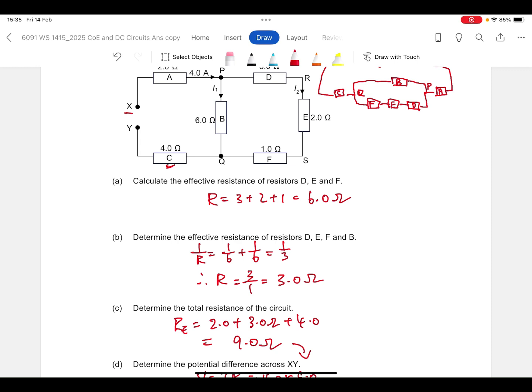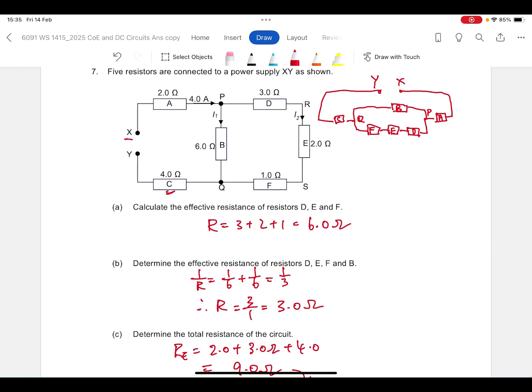Then part E, calculate current I1. Now there are two ways to go about doing this. The easiest way is if you have realized that the first branch has a resistance of 6 ohms and the second branch also has a resistance of 6 ohms. Once you recognize that, it's very easy because the main current is split into two equal parts, 2 amperes and 2 amperes each. And your question is done.